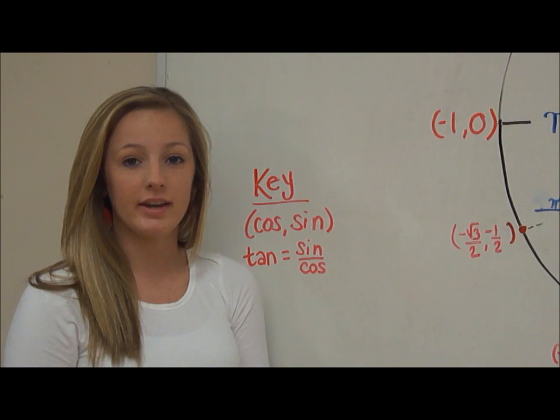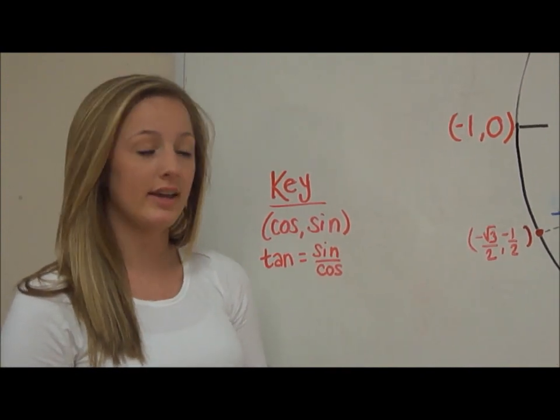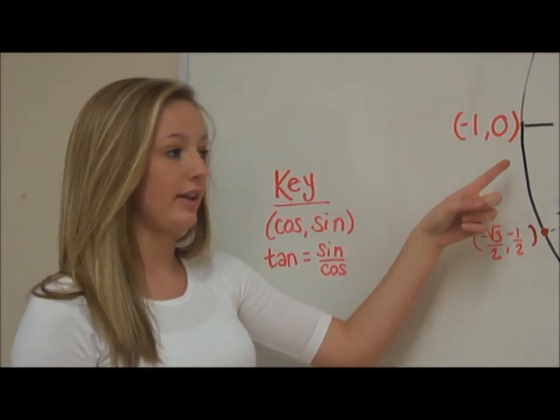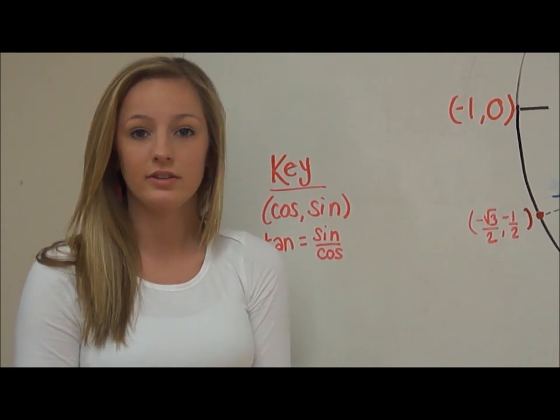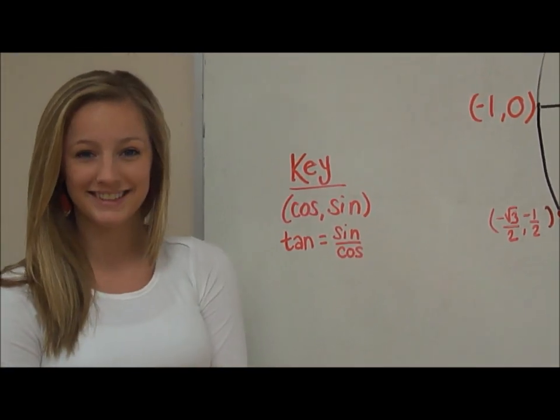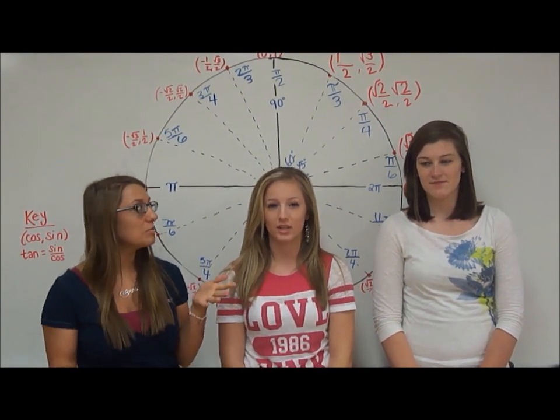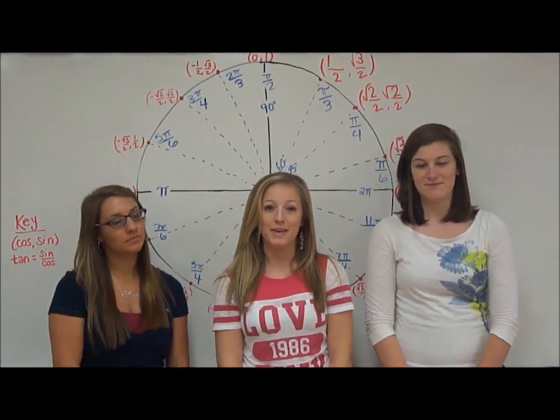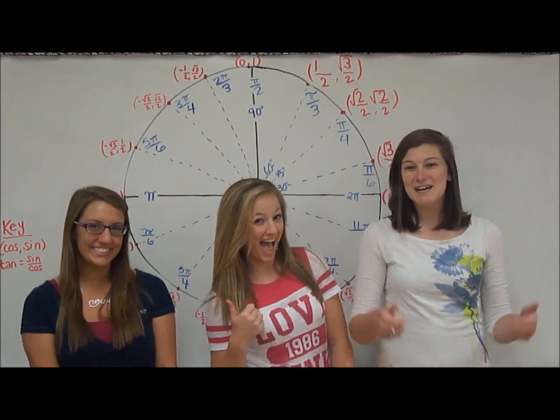And the key to finding the cosine and sine is the x-coordinate is cosine and the y-coordinate is sine. To find tangent, you put sine over cosine. So now that you memorized the unit circle, you can make 100 on your test. So get to work!